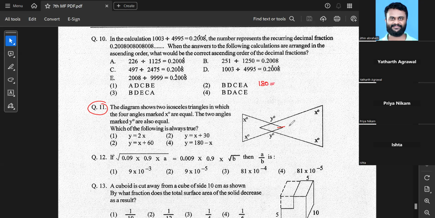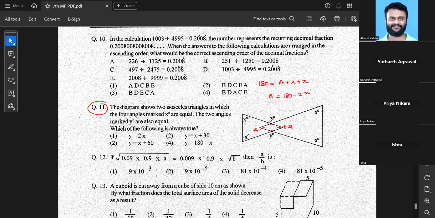I'll call this angle A for your understanding. Total 180 will be equal to A plus x plus x. That gives you A as 180 minus 2x. This is also A, this is also A. This is y because vertically opposite angles, and this is also y, vertically opposite angles.